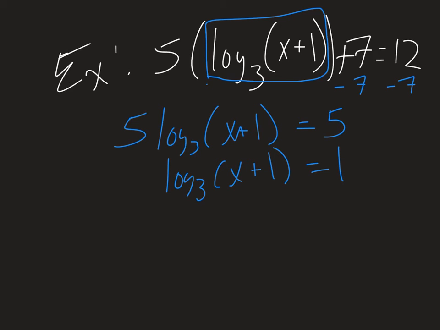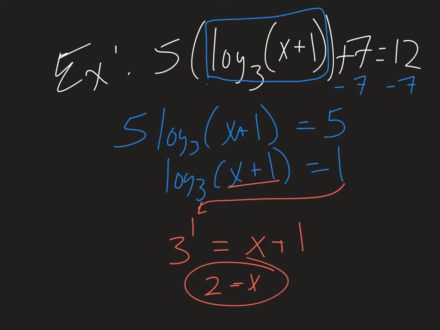Now at this point, we have log of a thing is equal to a number. So we're going to convert. So we'll have 3 to the 1st power, that's where the 1 comes from, is equal to x plus 1. And we know that 3 to the 1st power is 3. Then we subtract 1. X has to be 2.